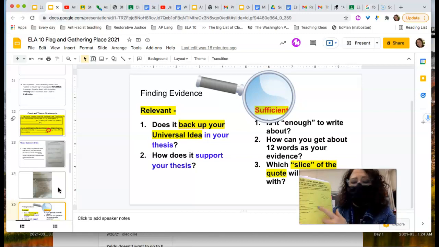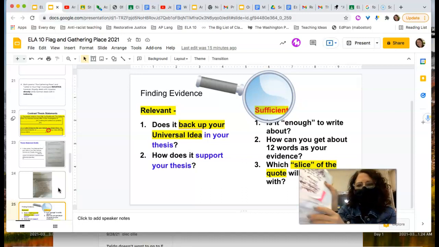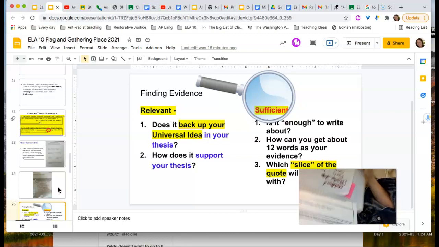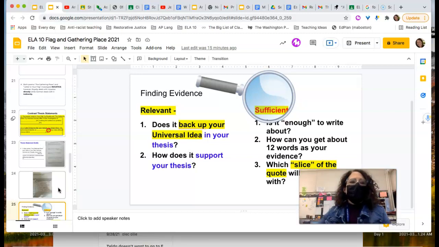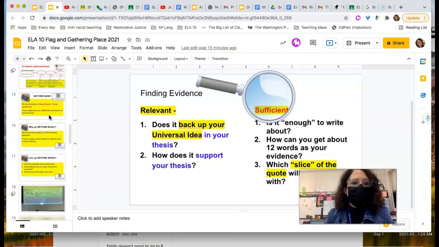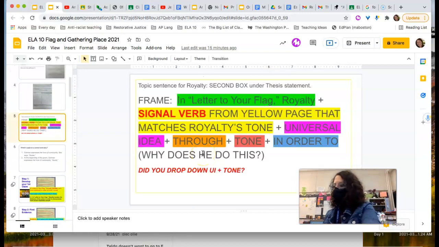The next thing that you would do after writing your reasoning for royalty on the front is you would flip it over, write a transition phrase to show how it contrasts to Amanda Gorman right here, and then go ahead and write a topic sentence for Amanda Gorman's poem. Again, what I would do is go back to this video and pause it on this slide here, because that's really what you need for your topic sentence. All right, I hope that was helpful.